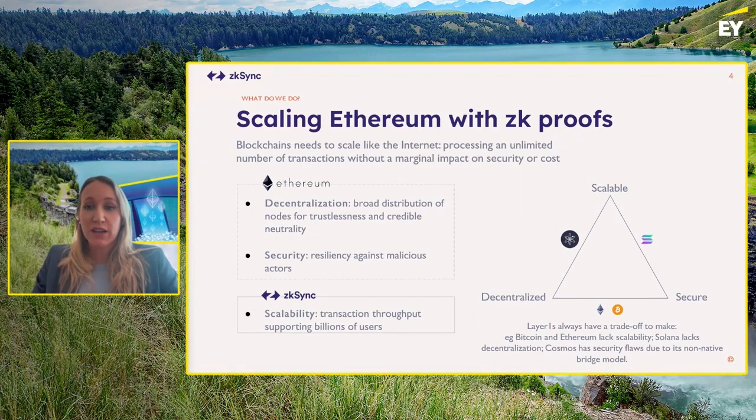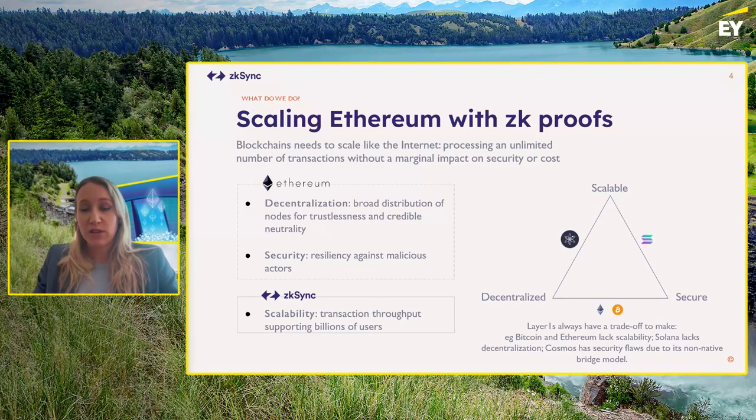And because of that, it is slow, it is expensive. That's just a fact. But we feel like decentralization and security are just not something one can compromise. Instead, we use those 2 aspects. We think those are a strength, and we just scale it securely with zero-knowledge proofs.